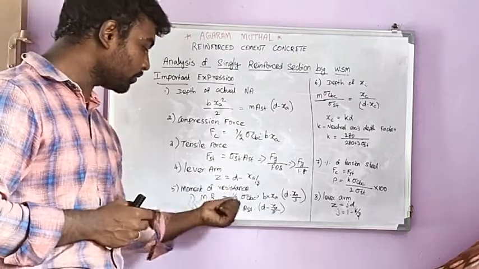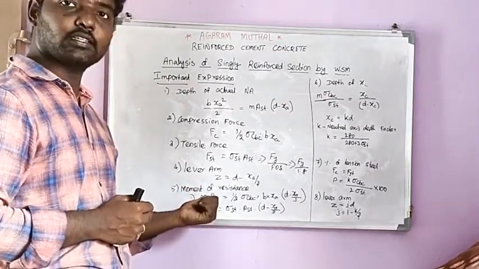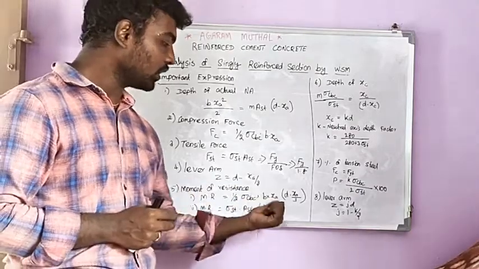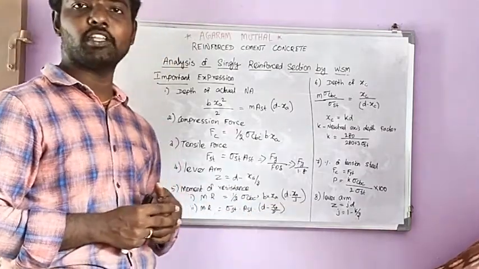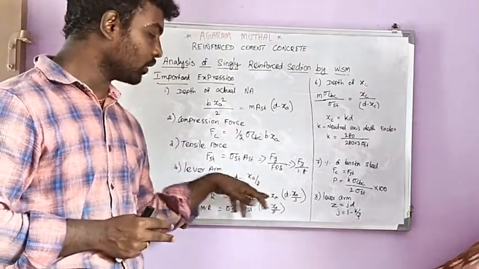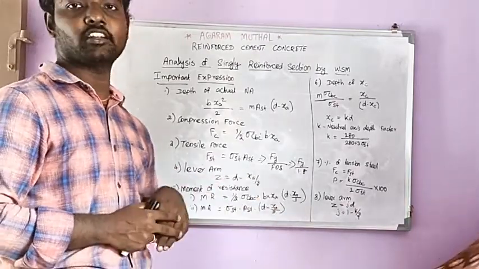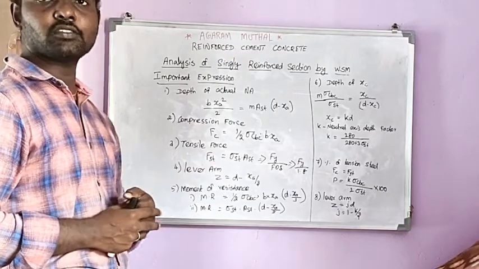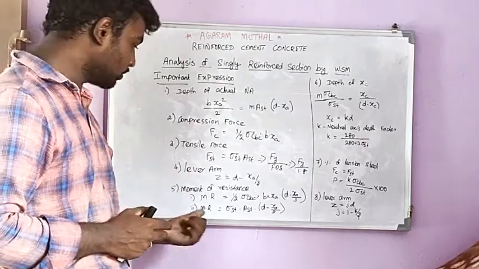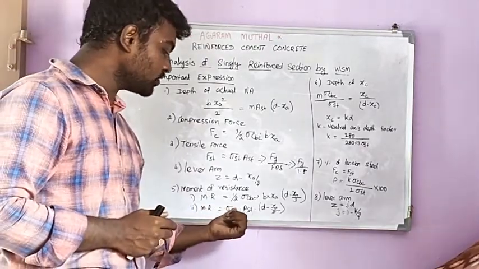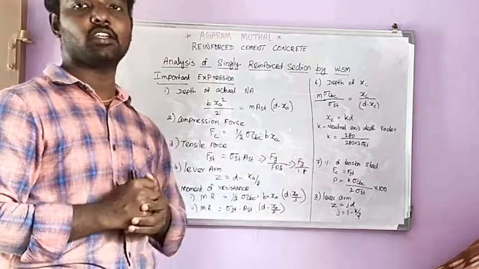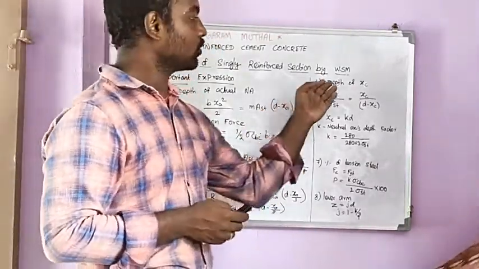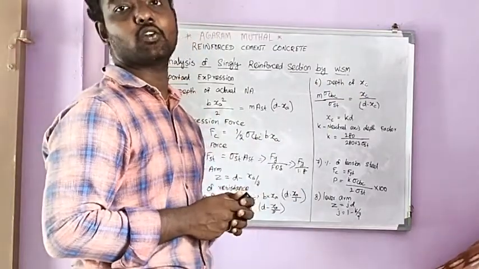First of all, for compressive force we can consider moment of resistance equal to half into sigma cbc b into xa into d minus xa by 3, force into distance. This is the compressive force and this is the distance value. Next, with respect to tensile force, moment of resistance equal to sigma st Ast into d minus xa divided by 3. And next one, the important one, the depth of critical neutral axis.